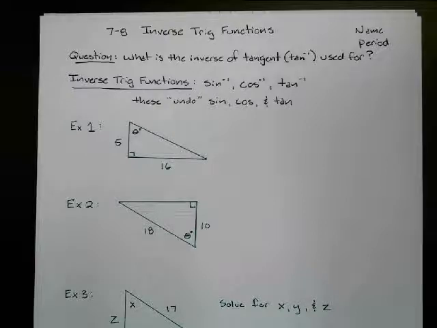So in previous lessons, you have used sine, cosine, and tangent to solve for sides. What we haven't done is solved for angles. What if it's the angle that we don't know, and we already know the sides? In this case, we're going to use our inverse trig functions to solve for angles. So here's our first problem.